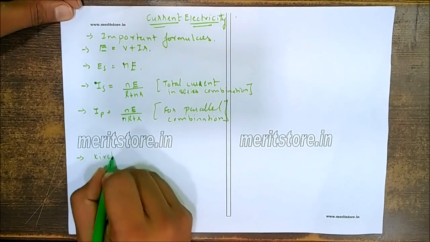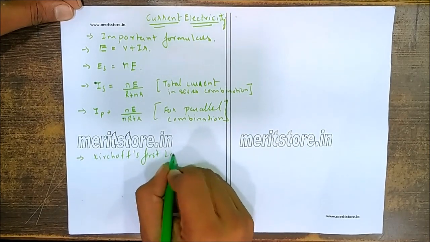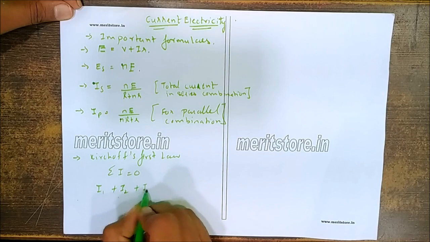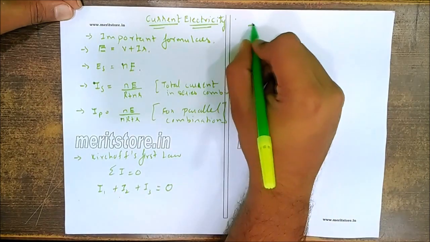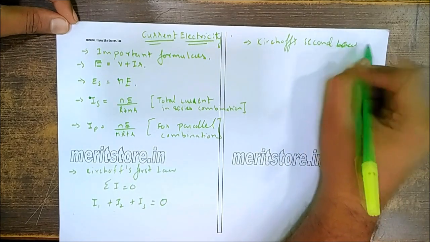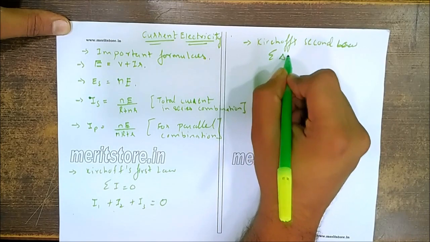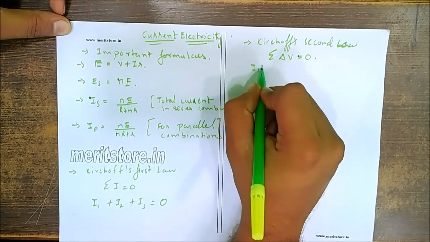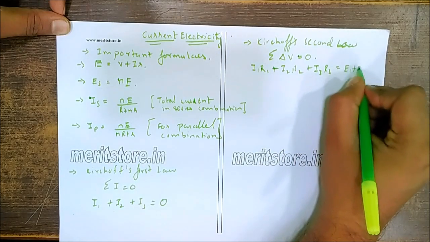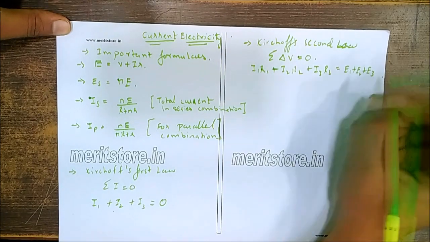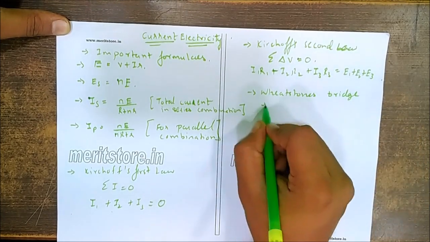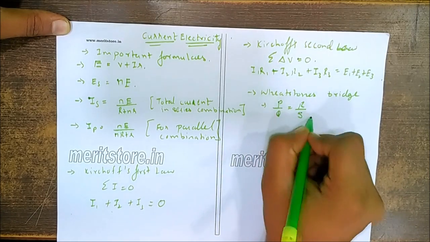We have Kirchhoff's first law. Kirchhoff's first law is given as summation of current is equal to 0, that is I1 plus I2 plus I3 is equal to 0. Also Kirchhoff's second law, we have summation of delta V, that is the voltage, equal to 0, that is I1 R1 plus I2 R2 plus I3 R3 is equal to E1 plus E2 plus E3. We have Wheatstone's bridge, that is P upon Q is equal to R upon S.